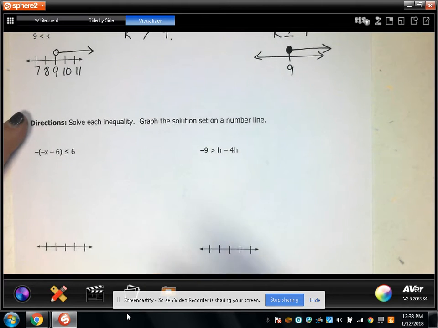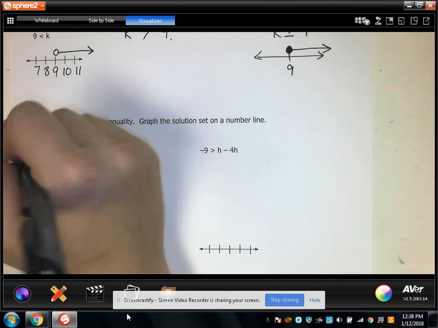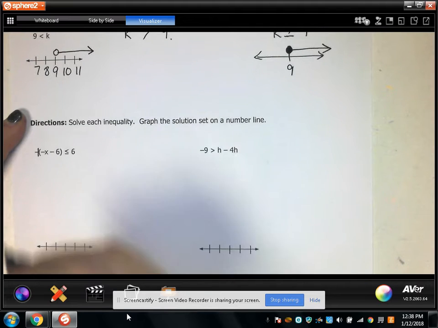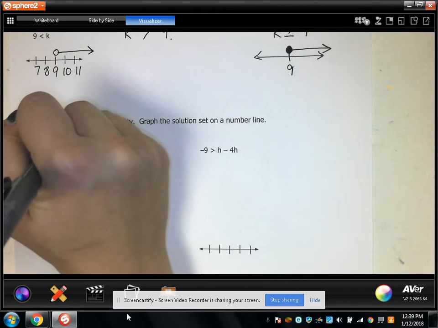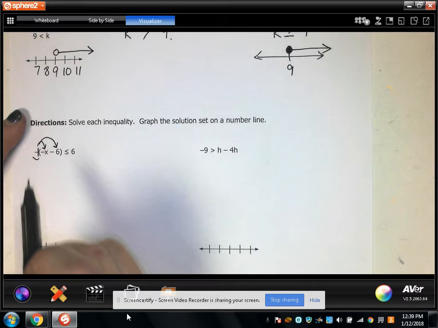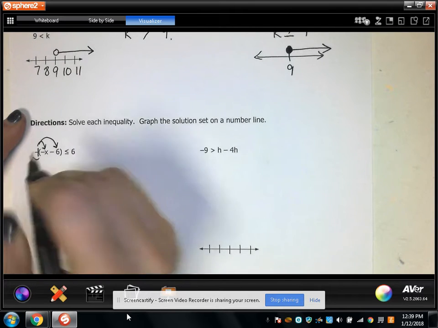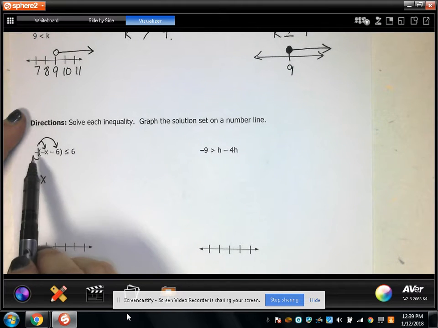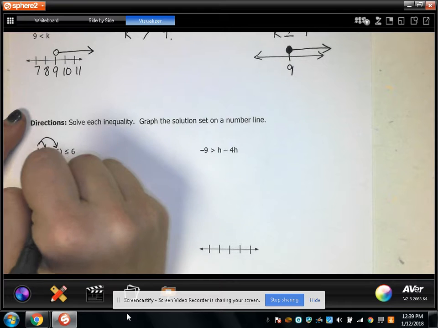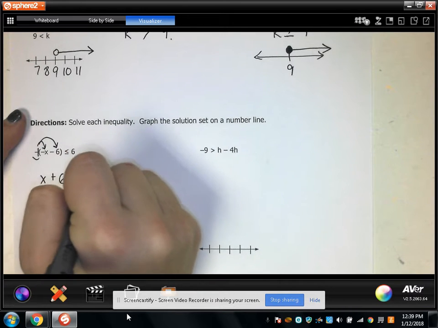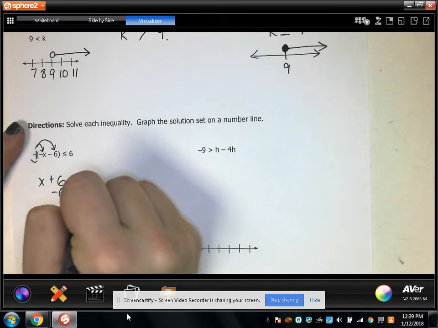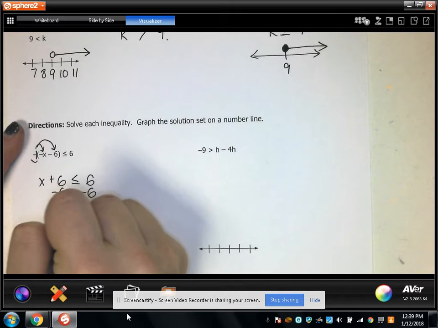So first, I'm going to try to get rid of the parentheses in this inequality by distributing a -1. So a -1 times negative x is a negative times a negative, positive x. -1 times -6 is a negative times a negative, positive 6 is less than or equal to 6. Subtract 6 from both sides. x is less than or equal to 0.